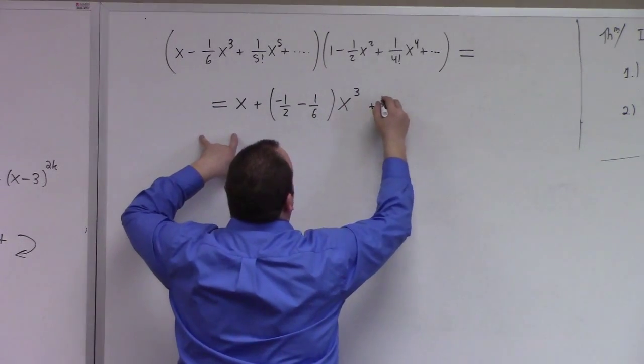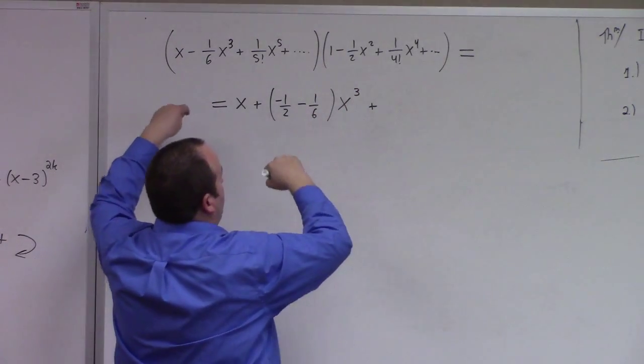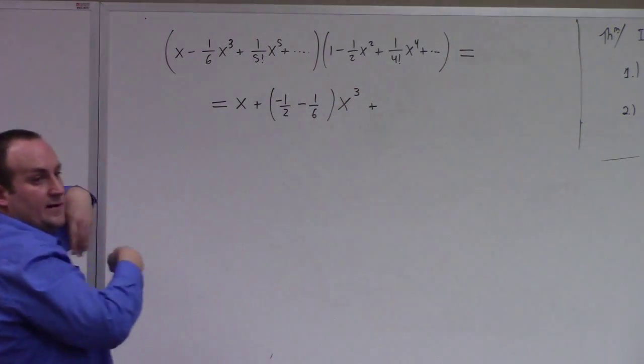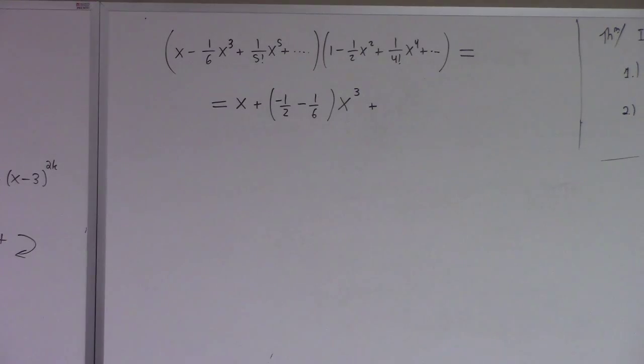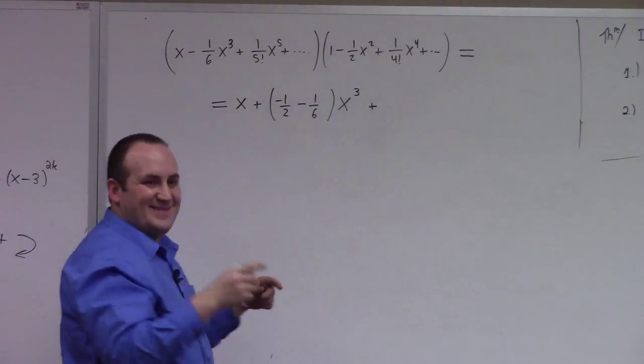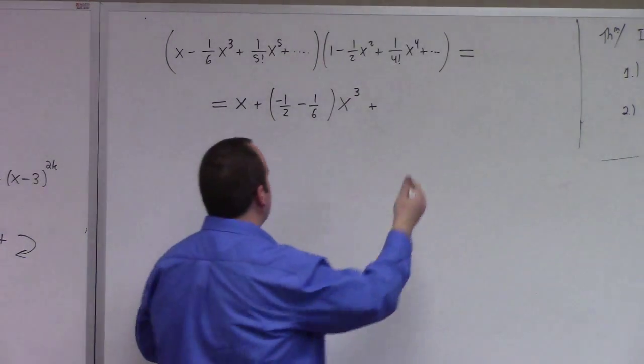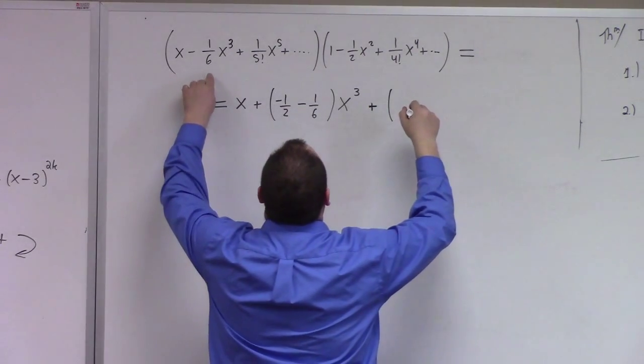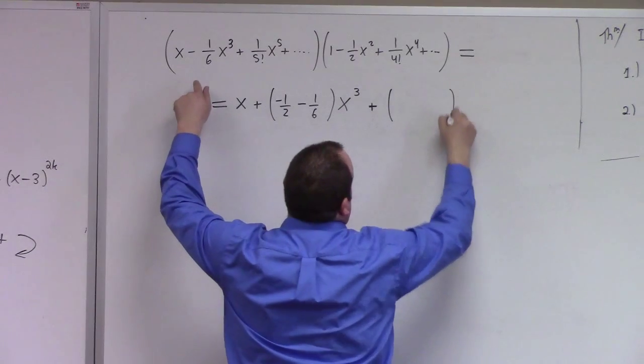Then we can look for x to the 4th. There is no x to the 4th, though. See, this is odd. This is even. The product of odd and even is odd. The odd powers will all be 0. So the next one, the even powers will all be 0. Good grief, listen to me. All right, so odd, x to the 5th.